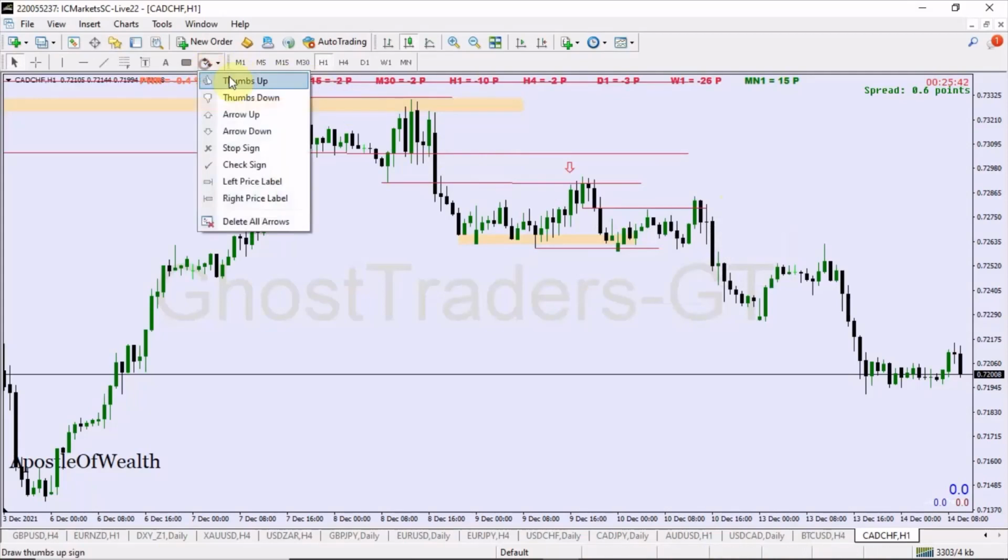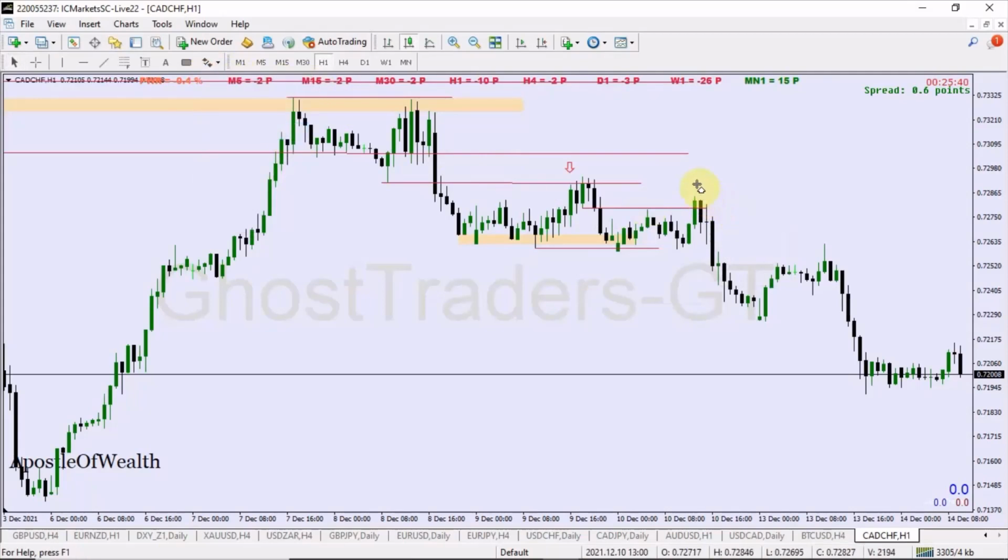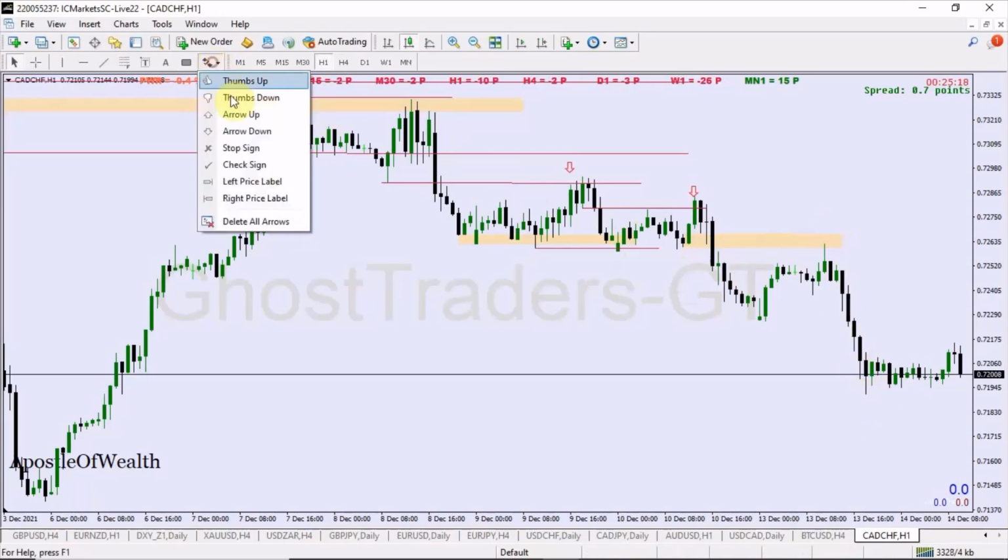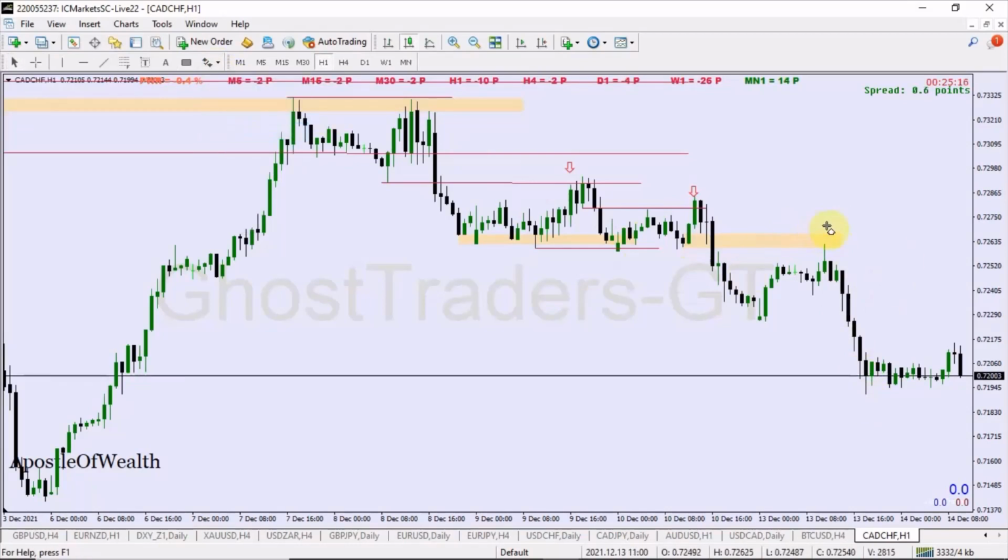You can sell short here, you can sell short here, and price went down, taking out everything here, and came back to this level of your mitigation. It gets back to this level of your mitigation and continues to go down. So you can have re-entries here, here, and here if you miss this setup here.